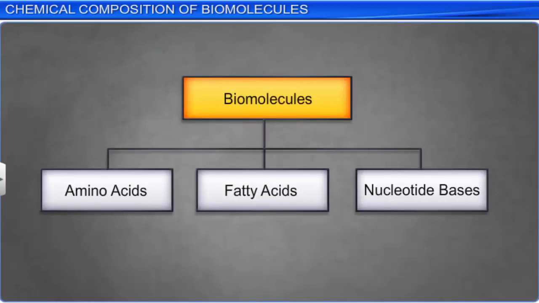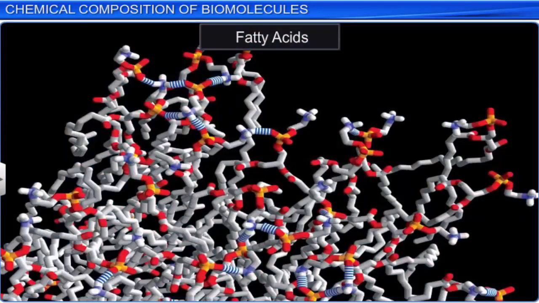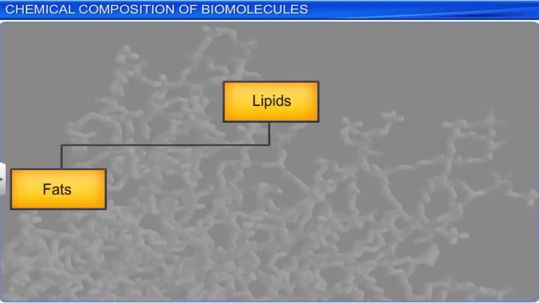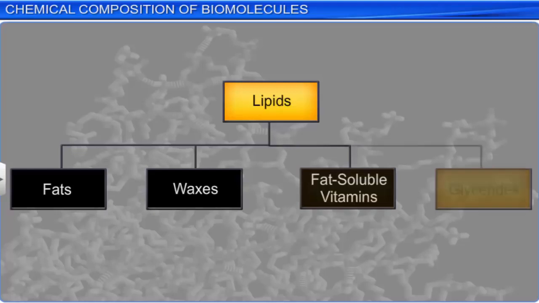Another group of biomolecules is fatty acids. Long chains of fatty acids and their derivatives lead to the formation of lipids. Lipids include a broad range of molecules such as fats, waxes, fat-soluble vitamins, and glycerides. They are generally insoluble in water.